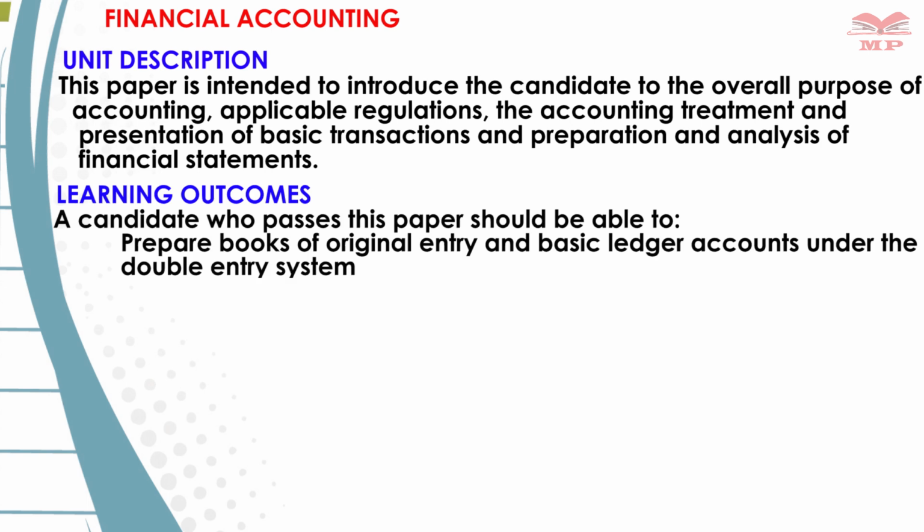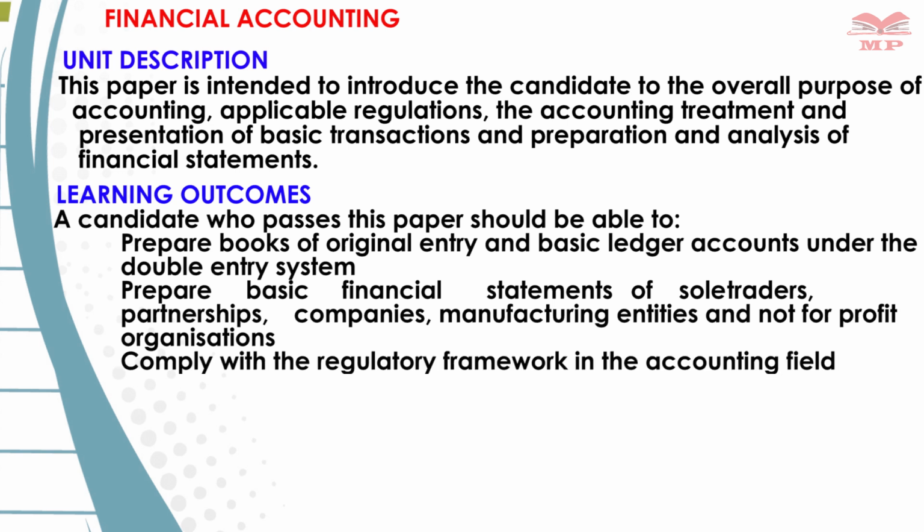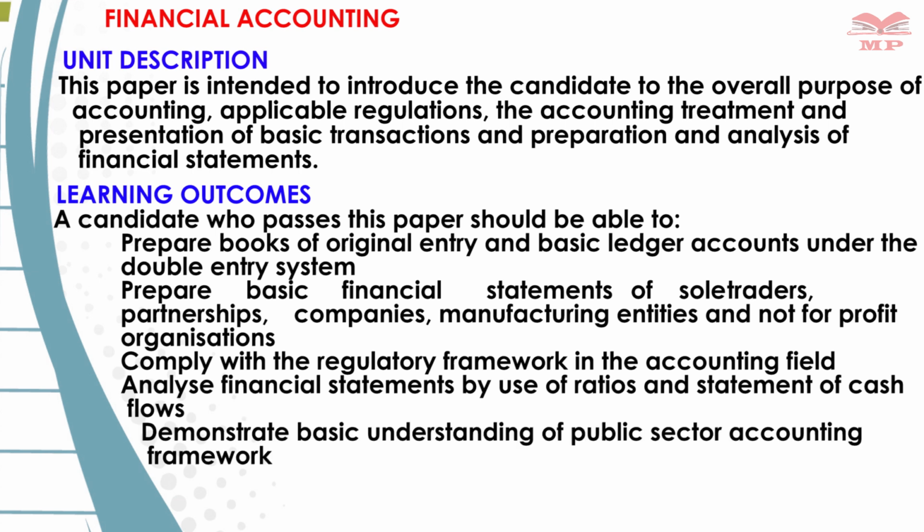The learning outcomes are as follows. Number 1, by the end of this training, you should be able to prepare books of original entry and basic ledger accounts under the double entry system. Number 2, prepare basic financial statements of sole traders, partnerships, companies, manufacturing entities, and not-for-profit organizations. Number 3, comply with regulatory framework in the accounting field. Number 4, analyze financial statements by use of ratios and statement of cash flows. And lastly, you are required to demonstrate basic understanding of public sector accounting framework.